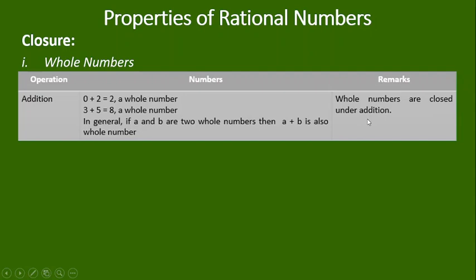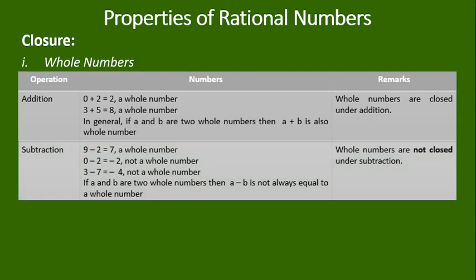Okay. Now let's consider the subtraction operation. So for the subtraction operation, again we are considering certain whole numbers. 9 minus 2 is equal to 7, which is a whole number. Considering 0 minus 2, this is equal to minus 2. So this is not a whole number. It's a negative integer. Similarly, 3 minus 7 is coming as minus 4. Again, it's not a whole number.